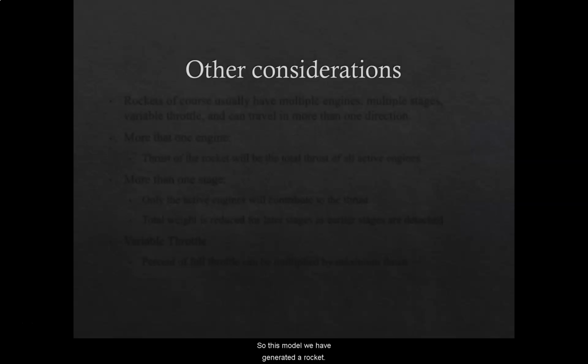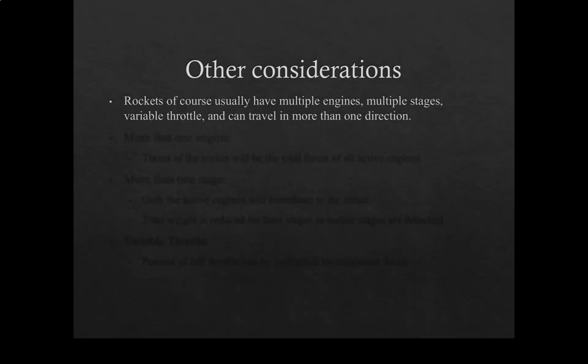So this model we have generated of a rocket with an engine that is actively generating thrust still has a number of simplifications. There are a number of other considerations we can put into our model, and as time progresses, we will be adding more of this into the overall picture of how a rocket engine and our rocket works. Rockets usually come with multiple engines, specifically big rockets. They have multiple stages. The engines themselves can be throttled at different percentages of maximum thrust. And they can travel in more than one direction because you can swivel them.